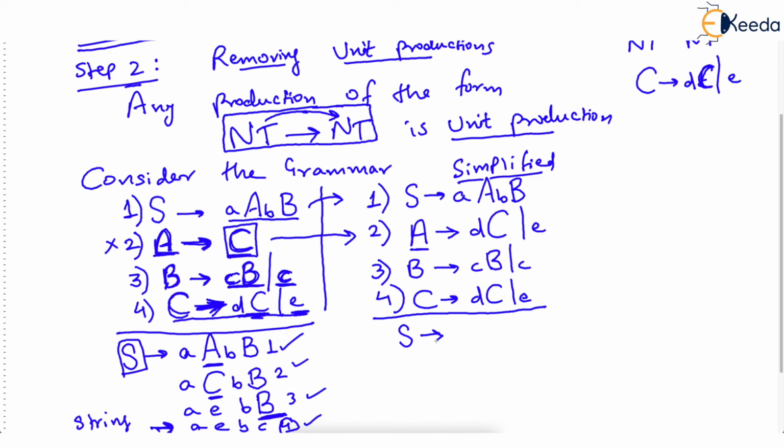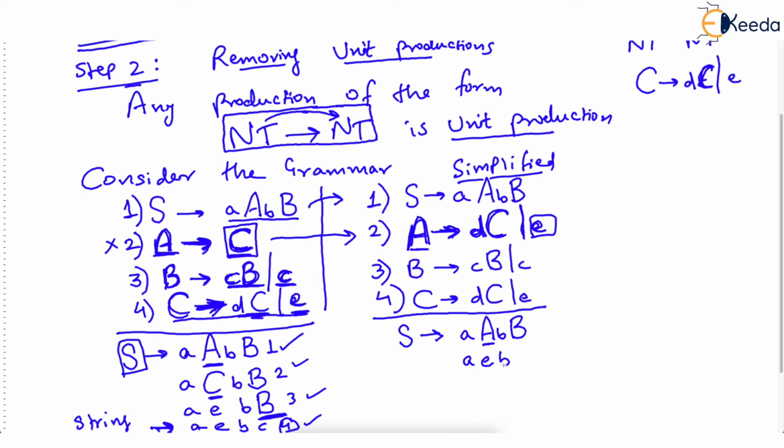Then we start derivation from the start symbol, and the start symbol can give us AABB. Now in the next step, we can replace A with either DC or E. What happened in the previous grammar? We replaced A with C, and then C was replaced with E. Now here A can be directly replaced with E. That's one of the options. You can see A gives E.